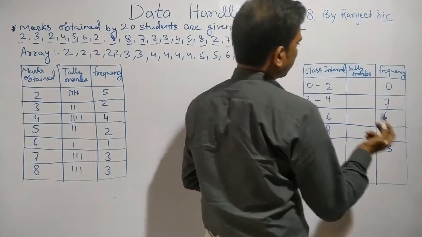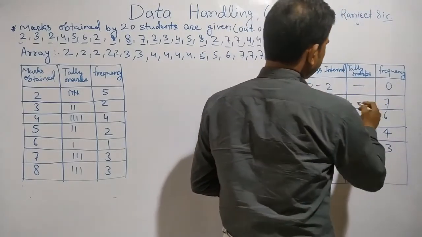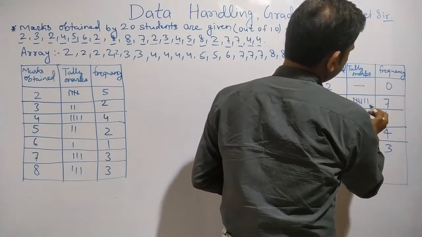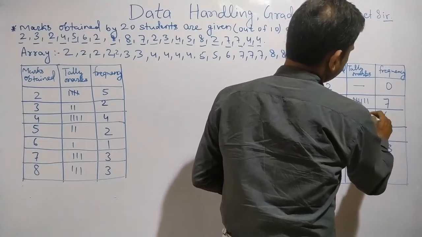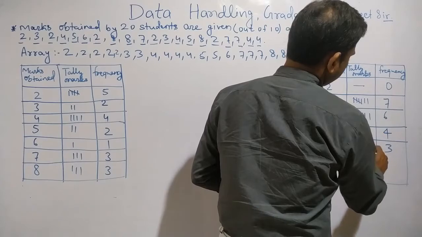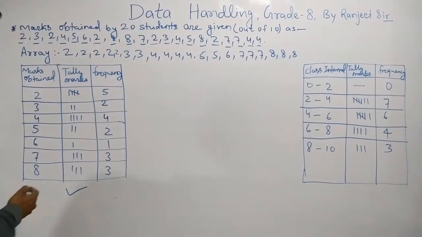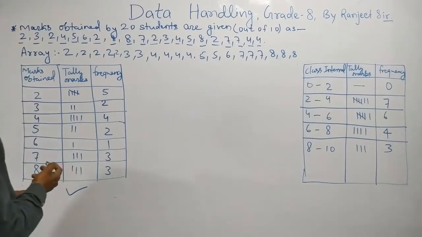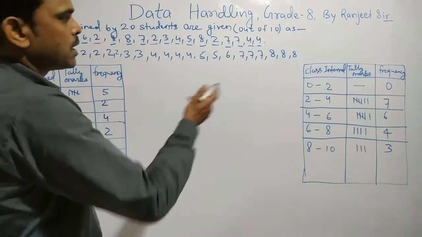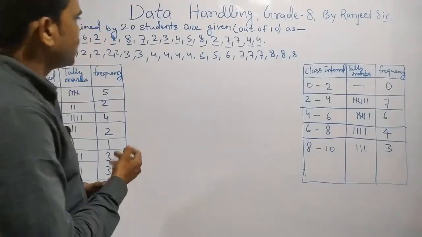Now we'll write the tally marks also. 0 means we'll simply leave it blank. 7 is there, 1, 2, 3, 4 and 5. 1, 2, 3, 4, 5 and 1, 1, 2, 3, 4 and 1, 2, 3. So in this way, we have created the frequency distribution table without the group and the frequency distribution table by making groups.